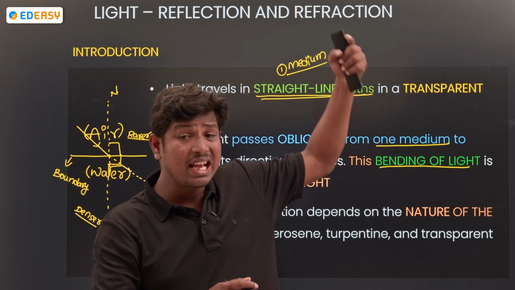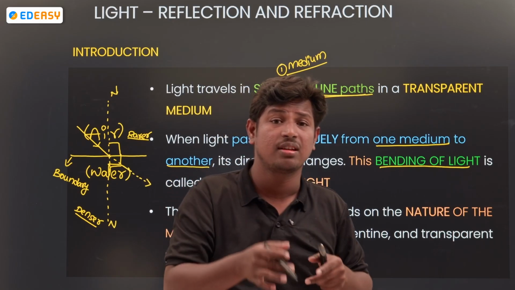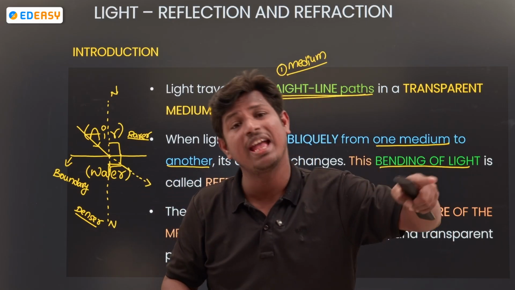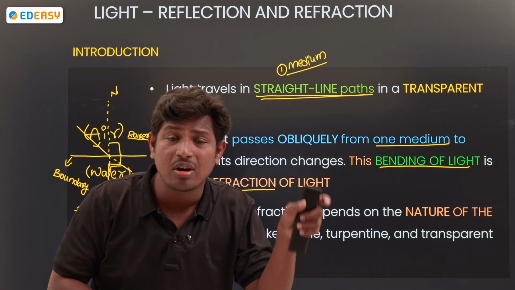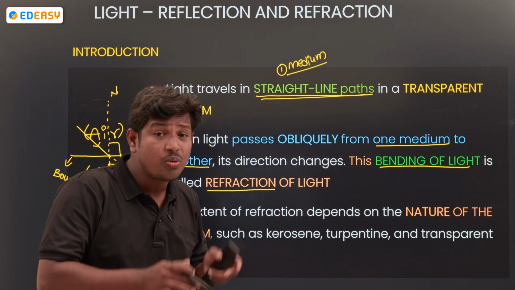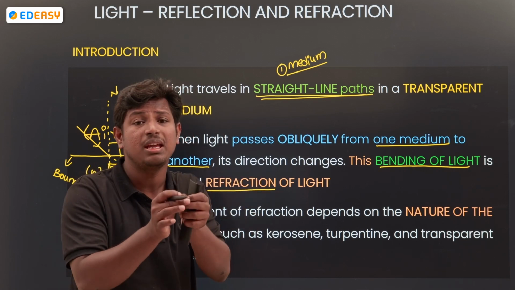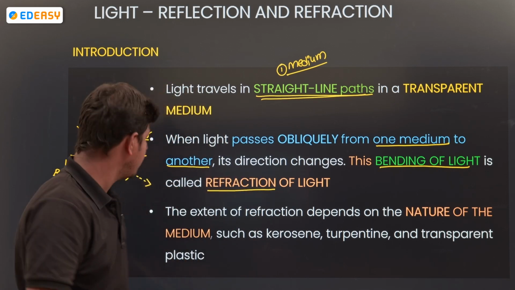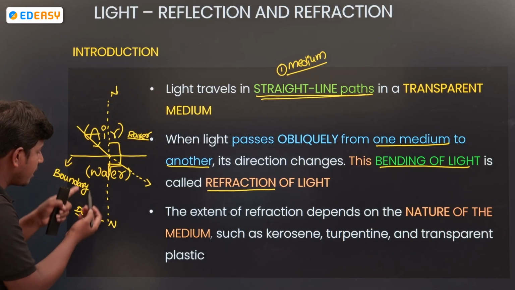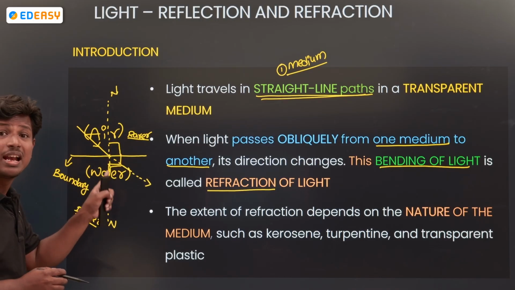If I take air or glass, where does the light go fast, in air or glass? Air, right? So air is a rarer medium, and glass is the denser medium. Why does light go slow in a denser medium? Because of the molecules or atoms. So whenever light travels from rarer to denser, here light is traveling from air to water. Air is a rarer medium, water is the denser medium.